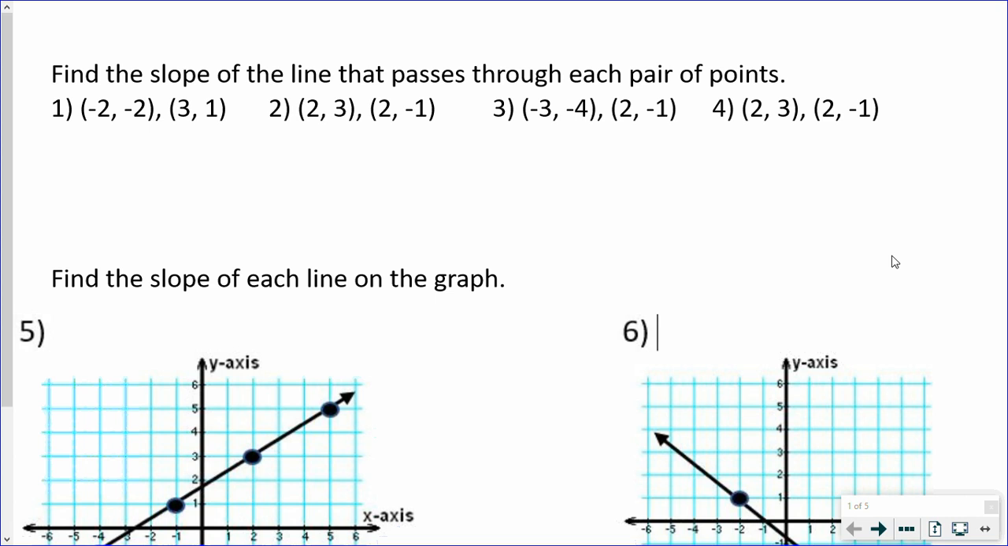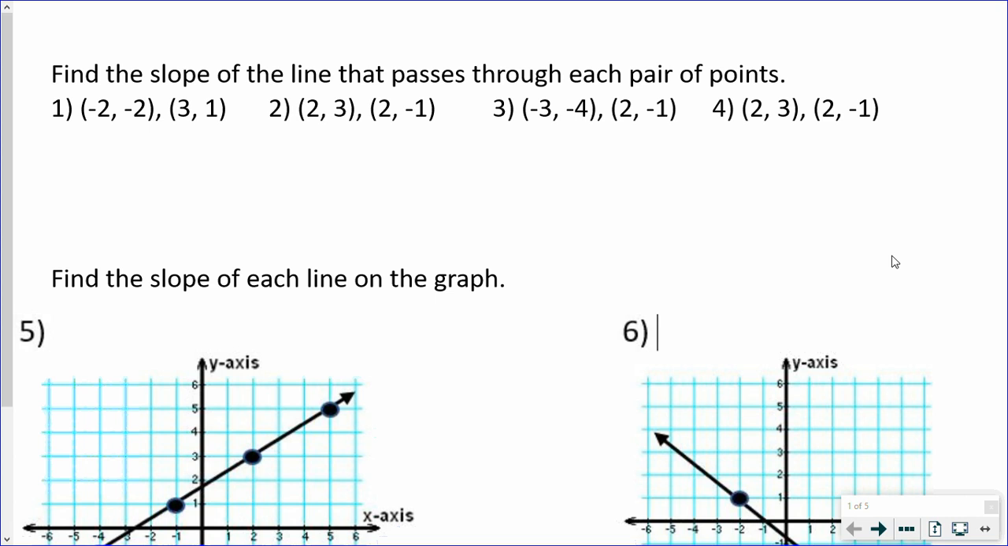This is a review of linear equations. For my students, this is a review of chapter 5 in their textbook. So it's got direct variations, point-slope form, slope-intercept form, standard form, and then parallel and perpendicular lines. Those are all the topics covered here.